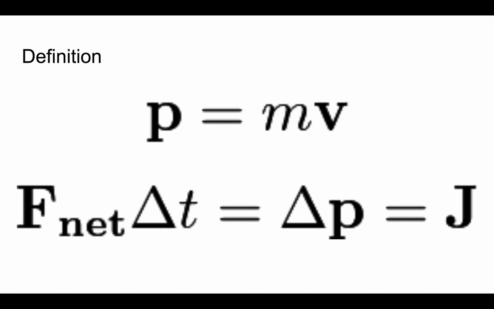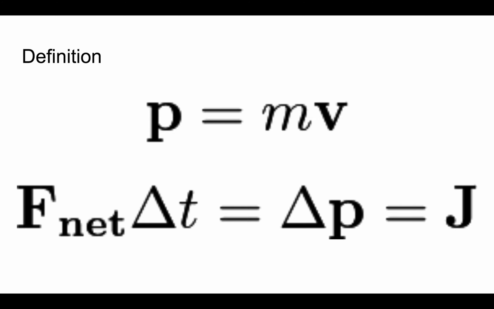Let's start with the definition of momentum. We represent momentum with the letter P. Momentum is a vector quantity equal to the product of an object's mass and its velocity. So, for example, if you have a 10 kilogram ball flying at 20 meters per second, it has 200 kilogram meters per second of momentum, parallel to the velocity.